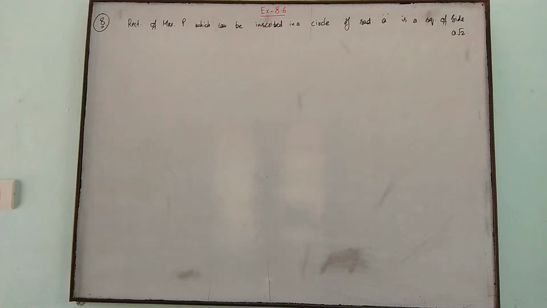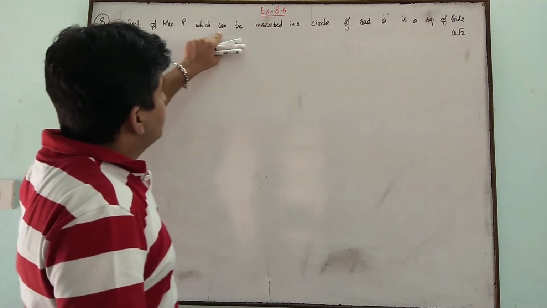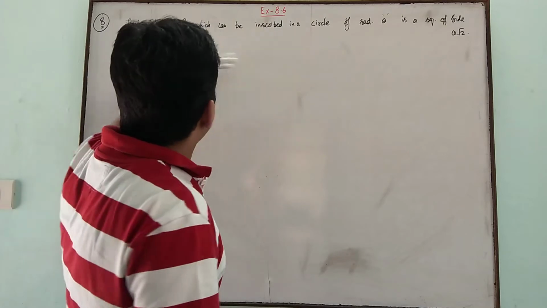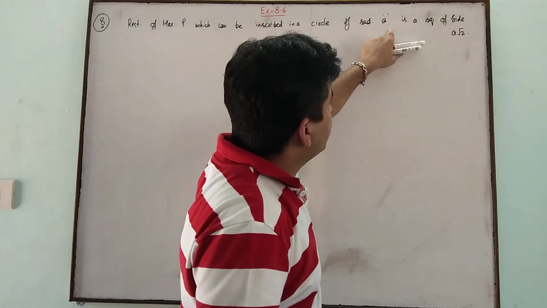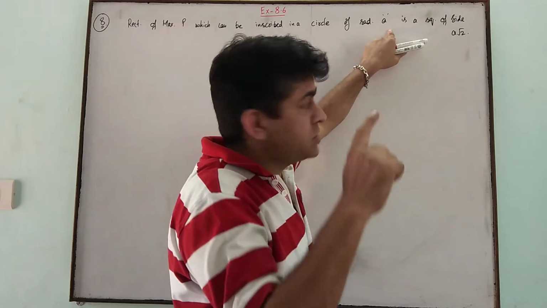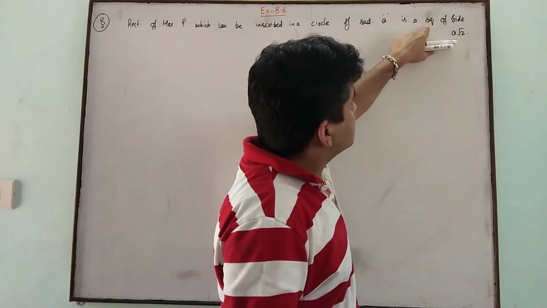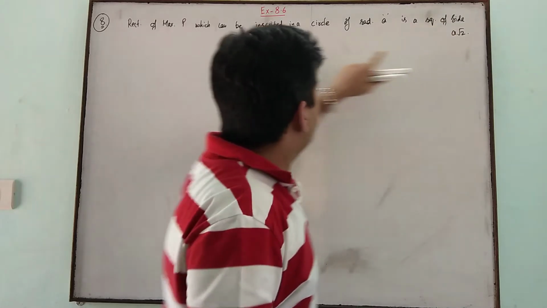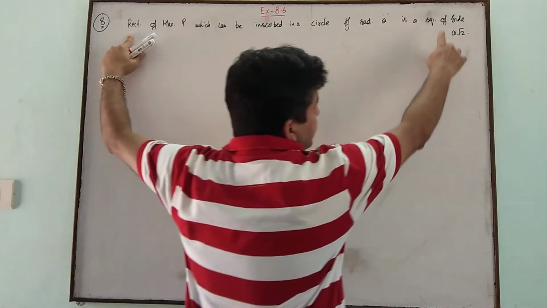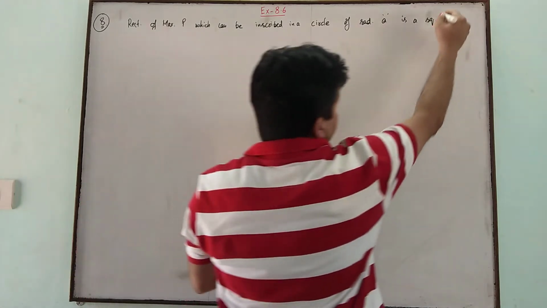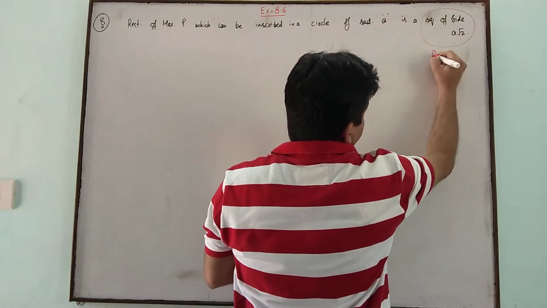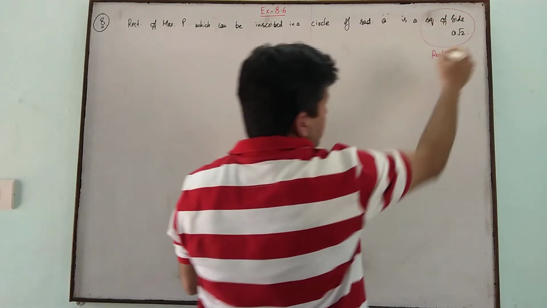Question number 8: find the rectangle of maximum perimeter which can be inscribed in a circle. The rectangle is inscribed in a circle whose radius is given as a, meaning the radius is constant. The answer says the rectangle will be a square of side a root 2. This we need to prove.